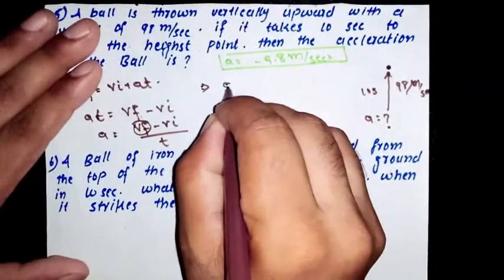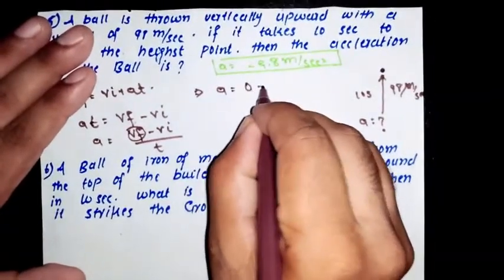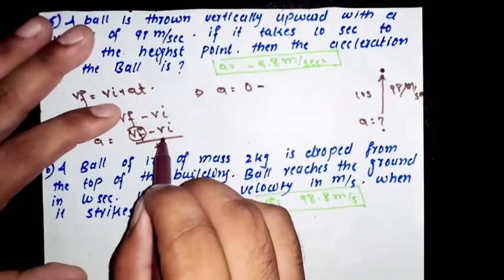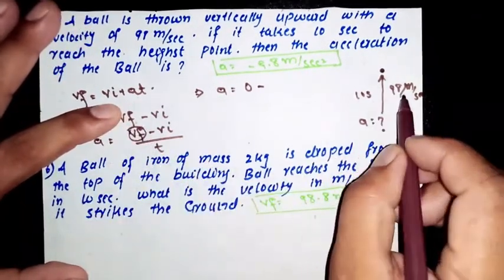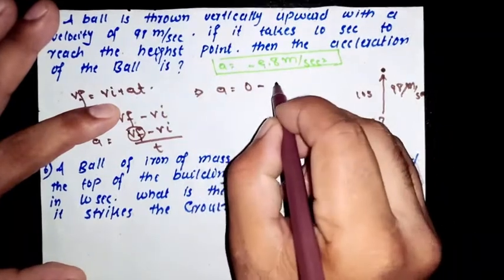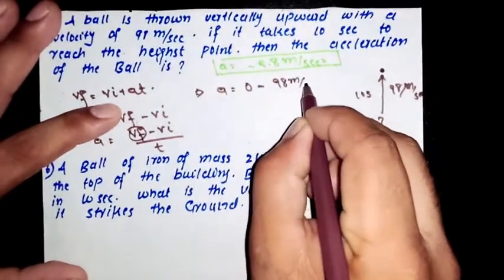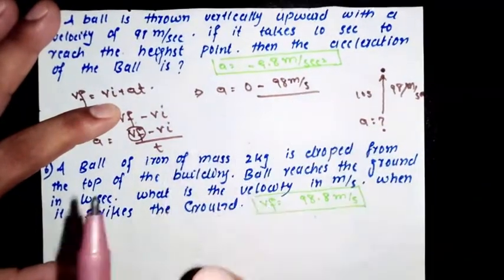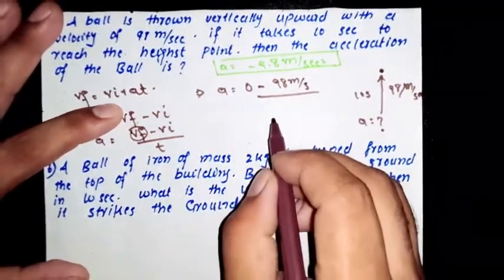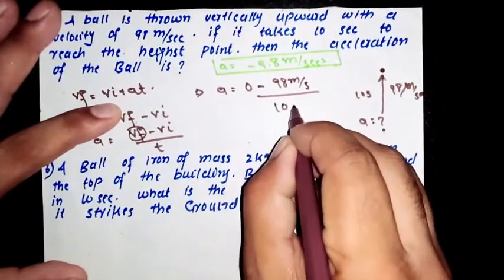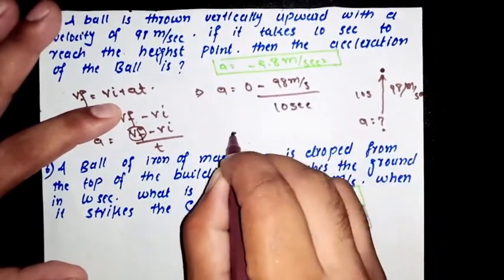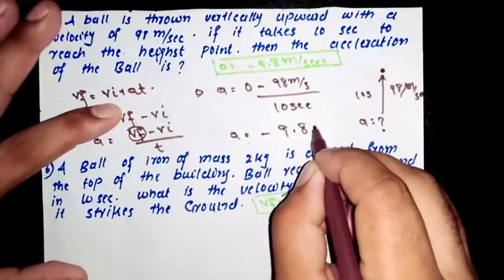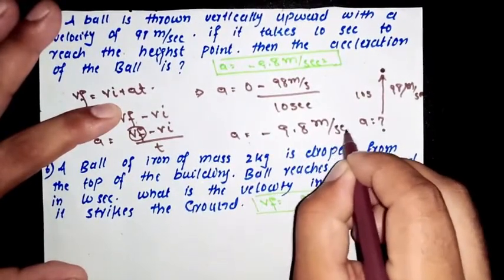So we will put the final velocity equal to 0. This will become acceleration is equal to 0 minus Vi, the initial velocity, which we have as 98 meter per second. So we will put here 98 meter per second divided by time, which is given as 10 seconds. So the acceleration will become minus 9.8 meter per second square.